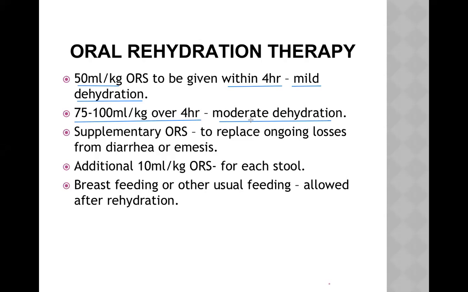If the child is not drinking at all, then we have other options like an NG tube. Put an NG tube inside the stomach and then give ORS through the NG tube. That is one option. Another is IV fluid. Put an IV cannula and then give the fluid. Supplementary ORS is given to replace the ongoing loss from diarrhea or emesis. Emesis means vomiting. So we need to give supplementary ORS, a little bit more than this amount. An additional 10 ml per kg is given for each stool.